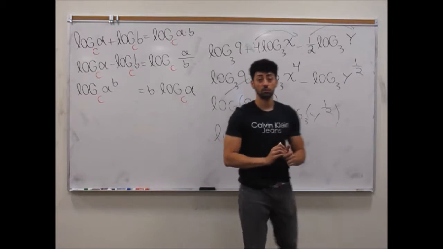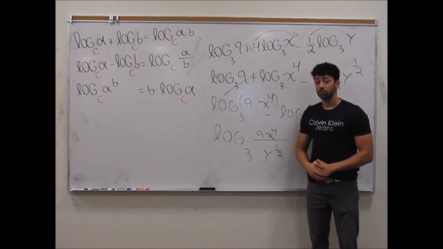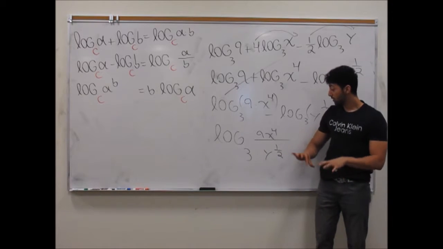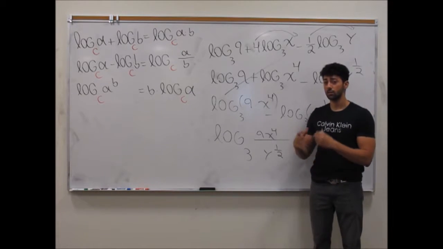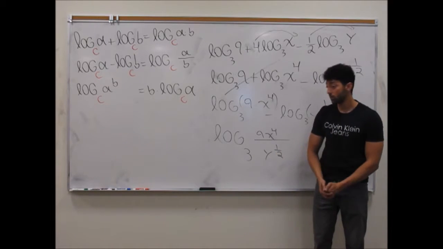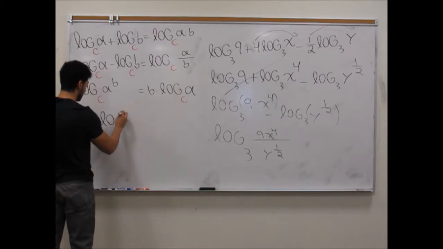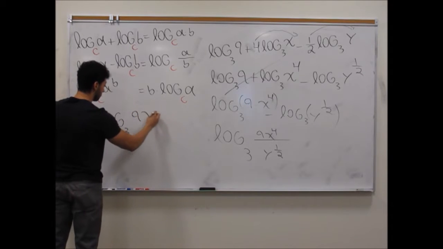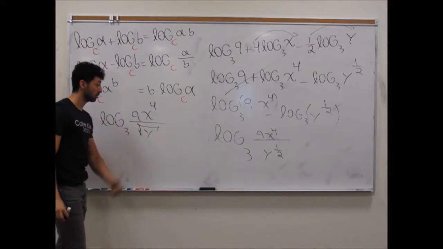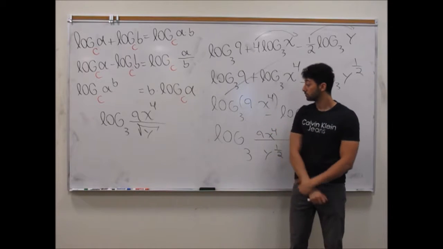So now we've condensed it all into 1 log, as you can see here. It really all depends on the directions. We're done at this point, but some professors would like you to write exponents as a radical. So you could write this y to the 1/2 as the square root of y. So maybe I should just go ahead and write that: log base 3 of 9x to the 4th divided by the square root of y. If you're asked to write the answer with a radical, do that, but both answers are fine.